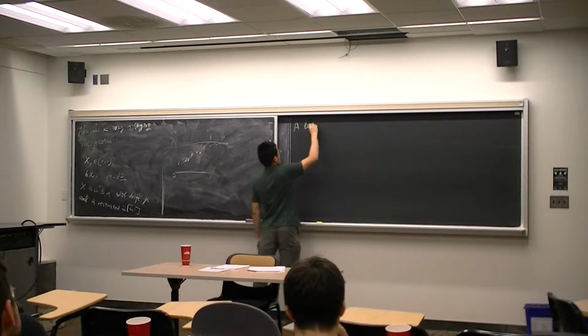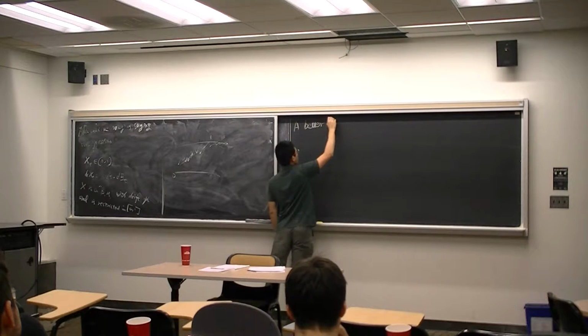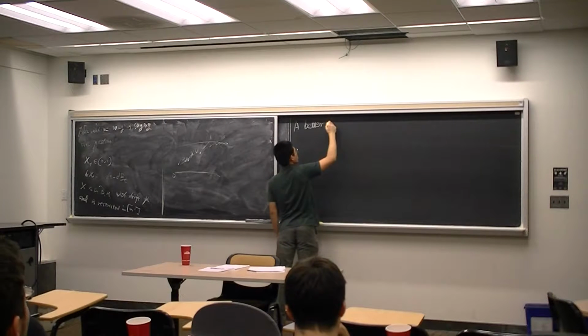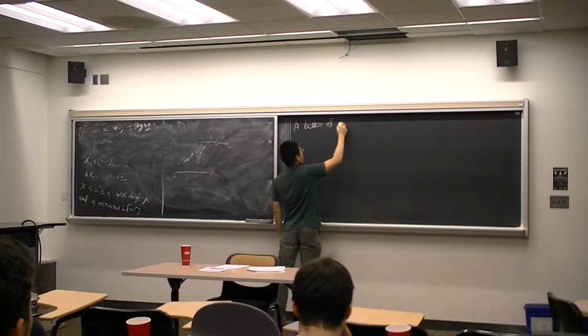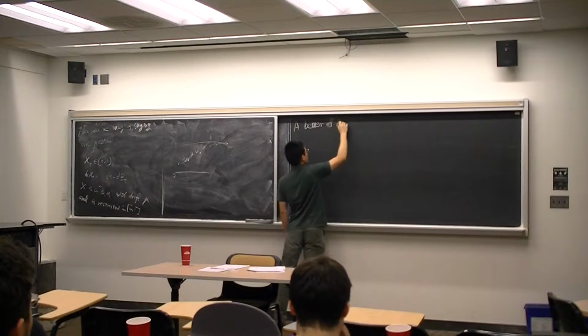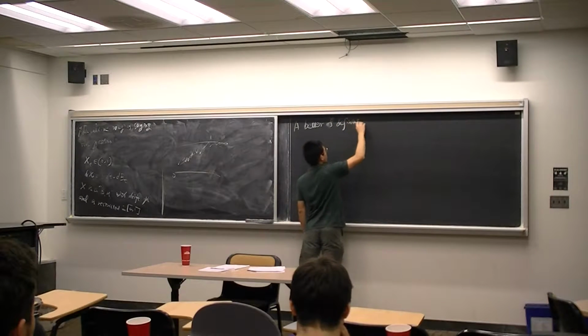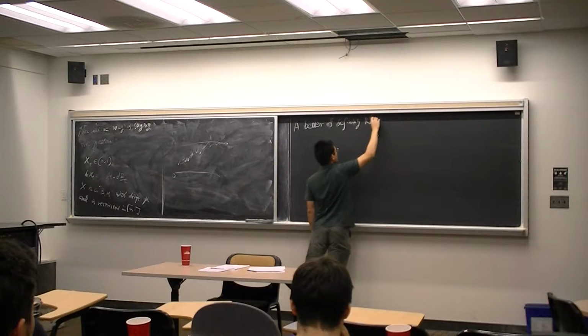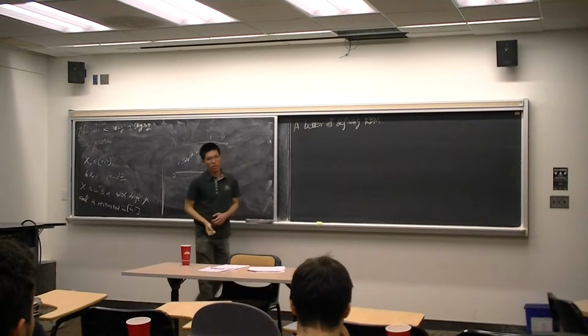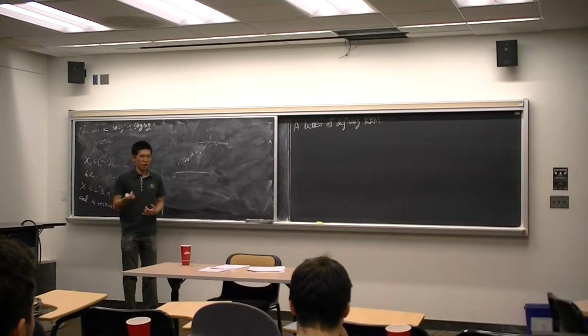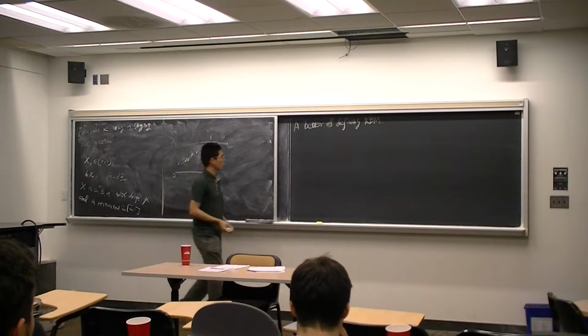A better way of defining reflected Brownian motion, and it shows why people outside of probability should study something like this. Okay.